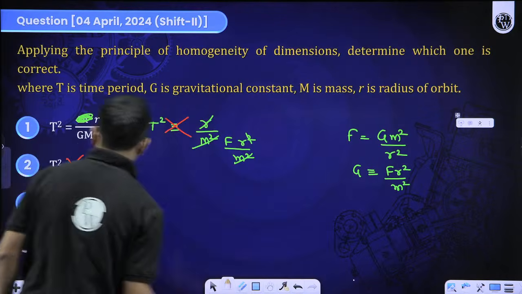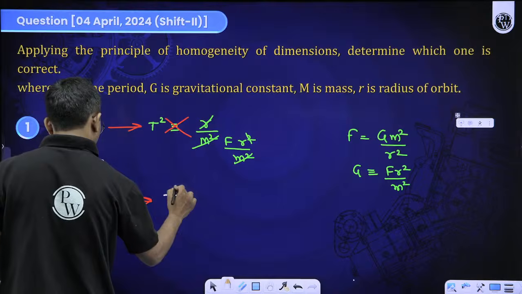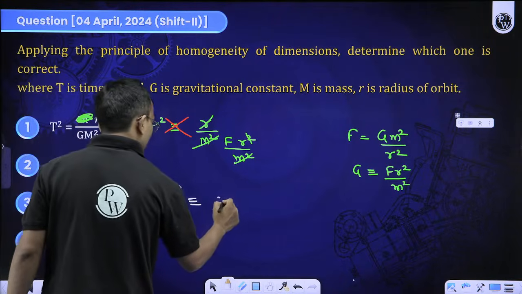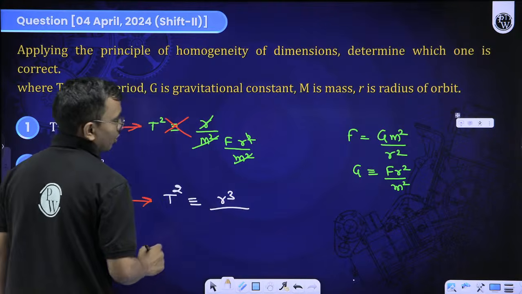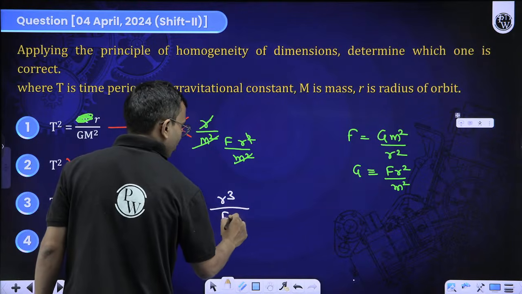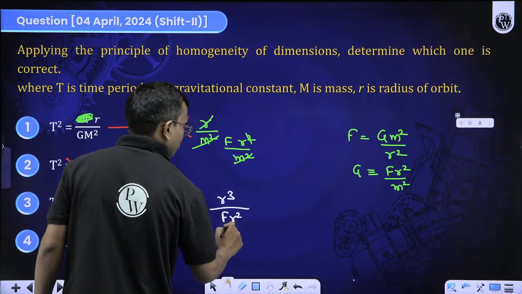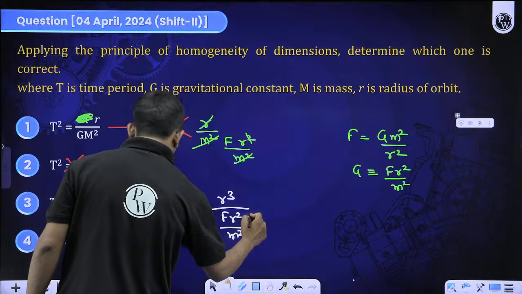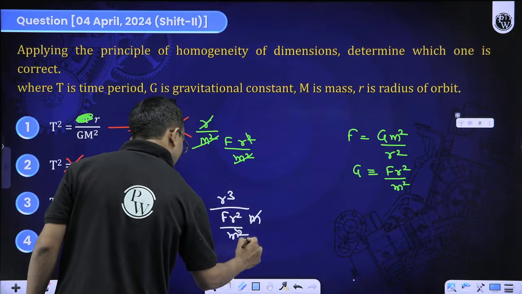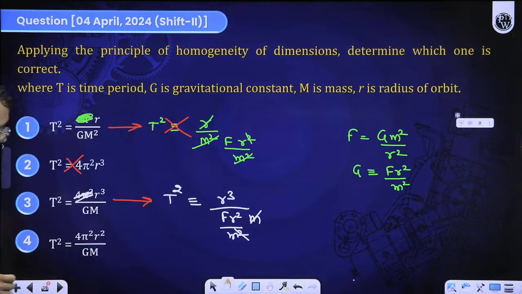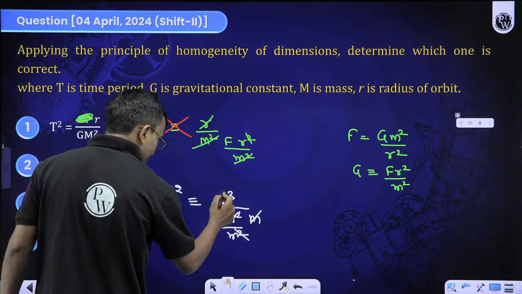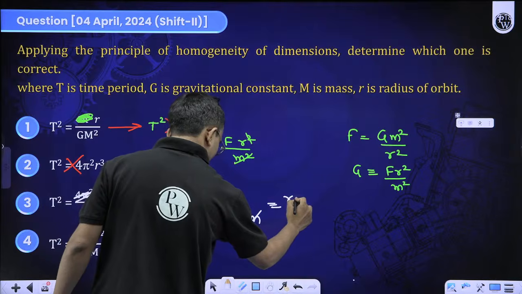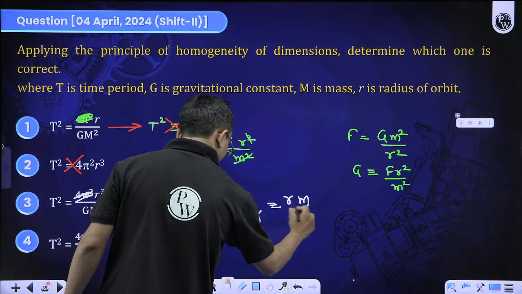Put things there. T square, dimensionally 4 pi square, I am removing, r cube divided by G into m. G is my F r square by m square, into the mass m. This mass is getting cancelled, this r square will get cancelled. Here I am getting this as r into mass divided by F.